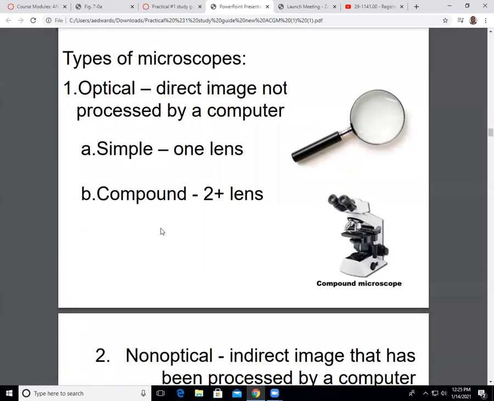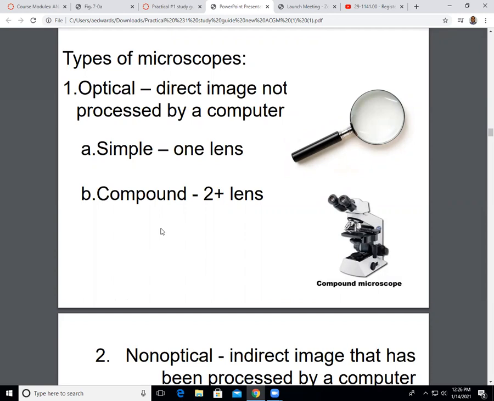Okay, so two basic kinds of microscopes. We have the optical and non-optical. Optical means you have a direct image that is not processed by some computer. So you're seeing it with your eyes. A couple different kinds: we've got simple and compound.